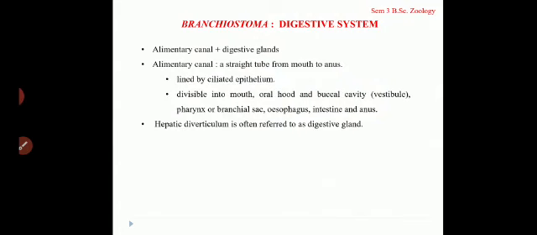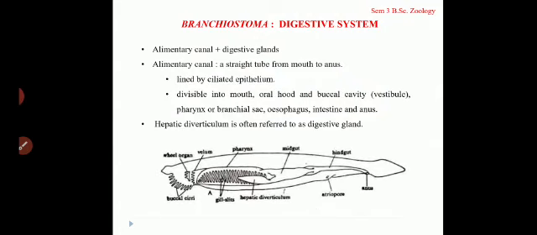Generally it is divisible into the mouth, then the buccal cavity, or otherwise referred to as the vestibule. Then you have the pharynx, or otherwise called the branchial sac. Then a very short esophagus, intestine, and anus. You can see all these parts clearly in the picture given, right?